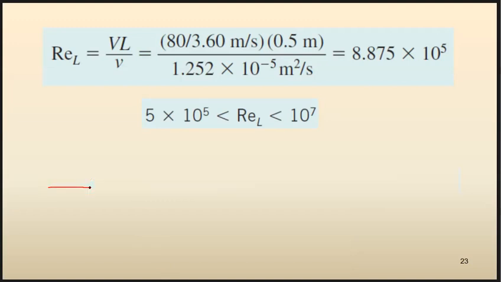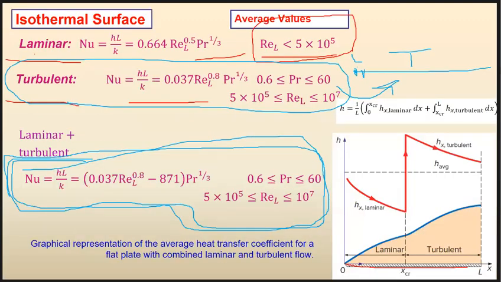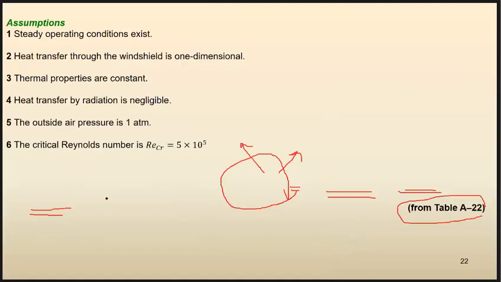Again, guys, let's look at the previous slide. We assume that we have an isothermal surface. We use this equation, not this or this, because this is only for laminar flow. This is valid if for most of the surface you have turbulent flow. But the Reynolds number tells us that for part of the windshield we have laminar flow and part turbulent flow, and our Prandtl number also falls into this range, between 0.6 and 60. So we use this equation, laminar and turbulent mixture.